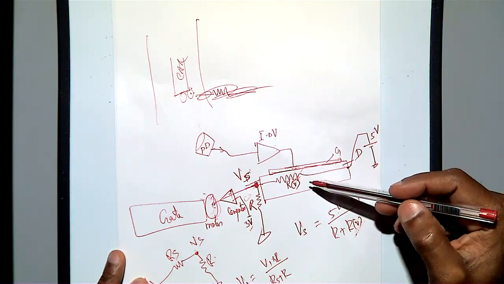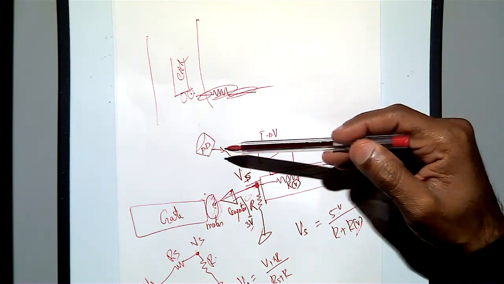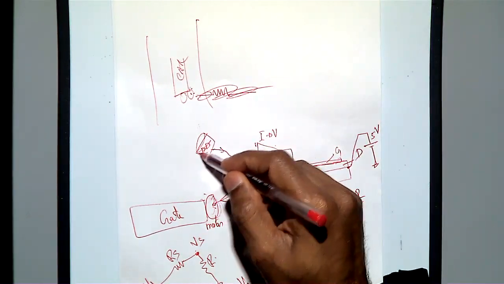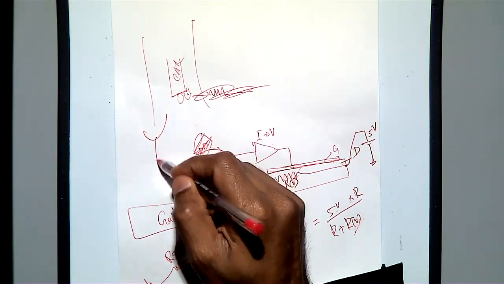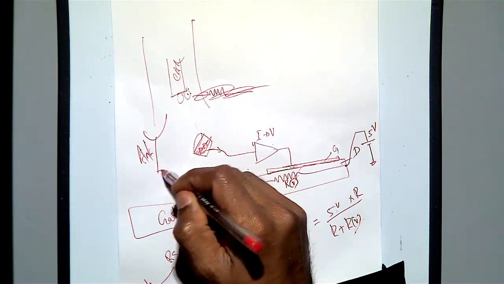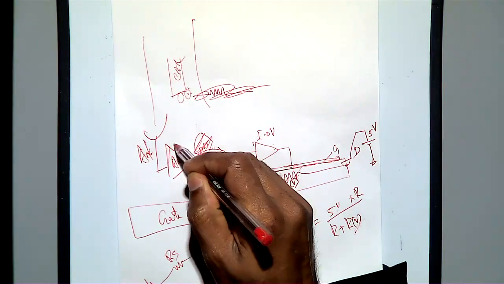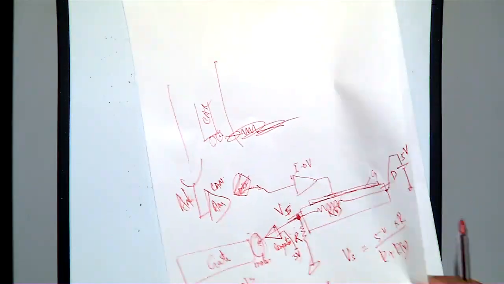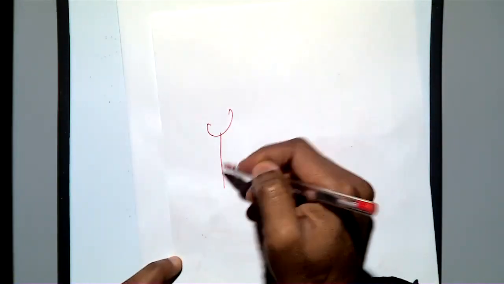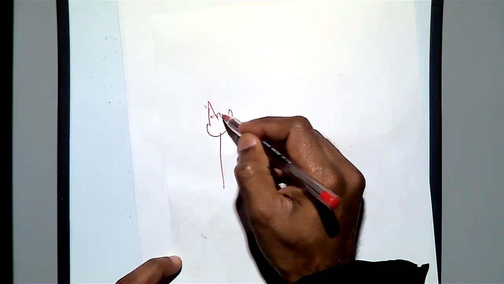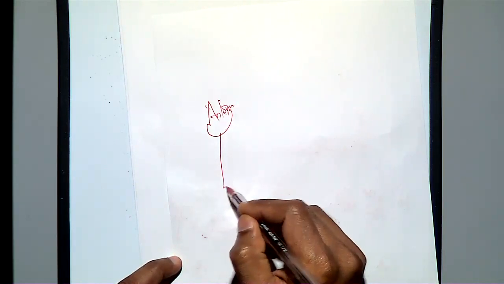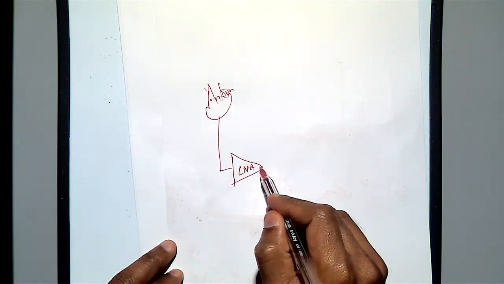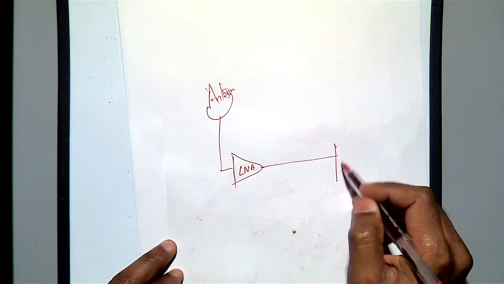Like you have this circuit, and this region is maybe where you are tapping from the antenna. So now I will replace this. Here is your antenna, and this is your amplifier, a low noise amplifier. Maybe I can draw it properly. This is your antenna, and this is your low noise amplifier. Then this is going here, and this is your amplifier.